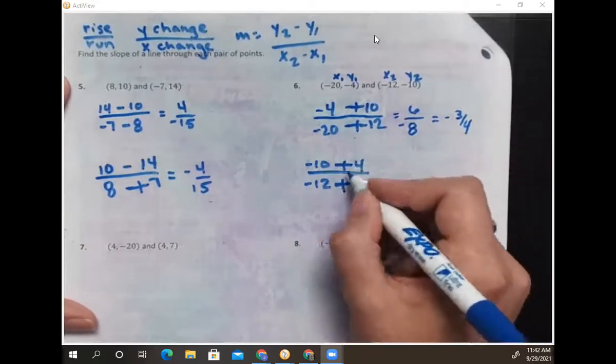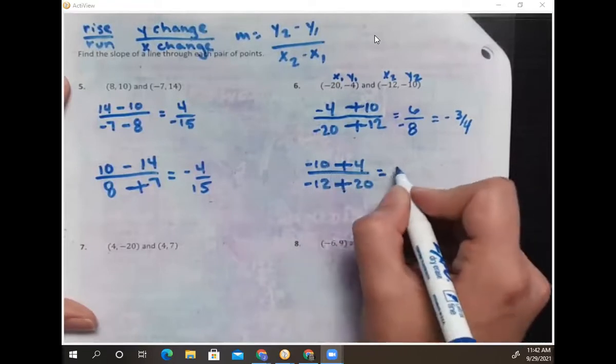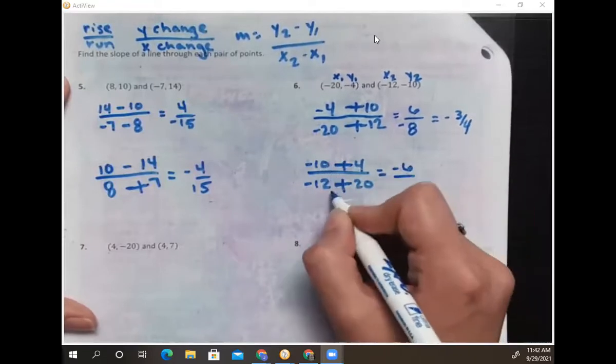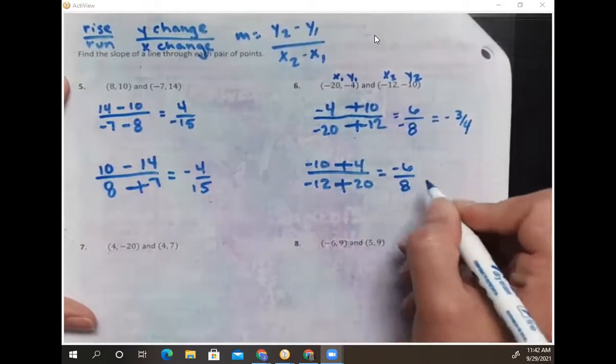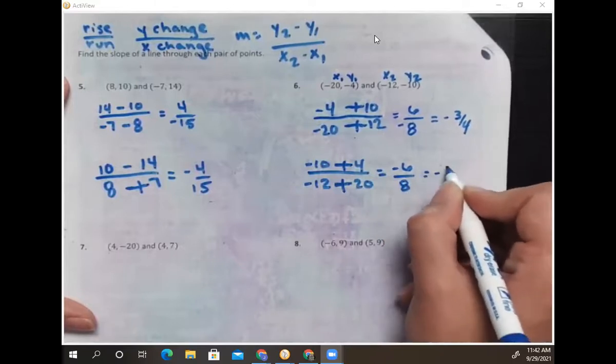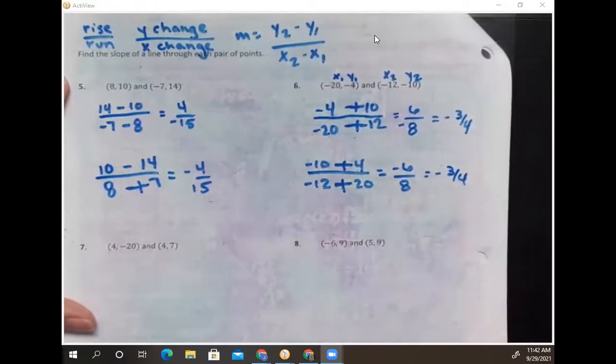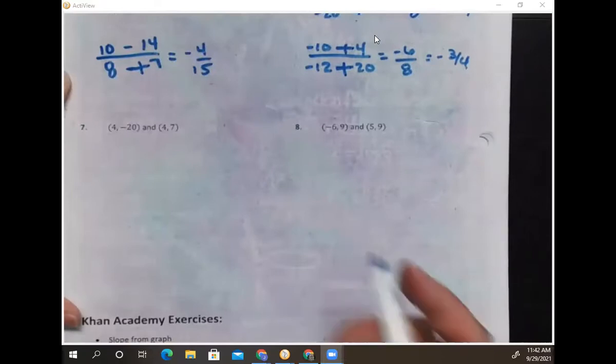If this is the version that you used, -10 plus 4 is -6. -12 plus 20 is 8. -6 over 8 still simplifies to -3/4. We have a couple more to look at.